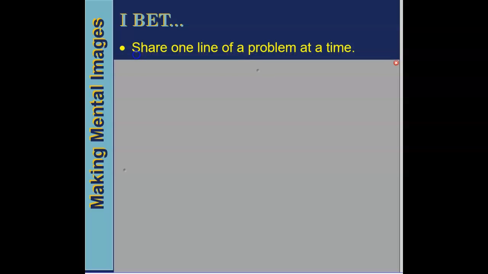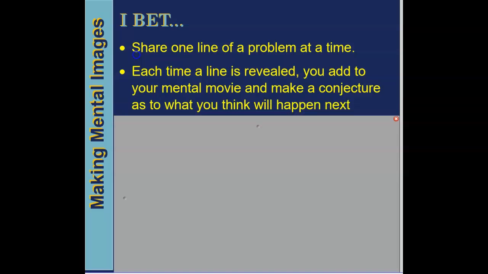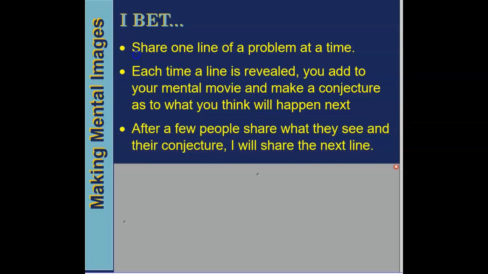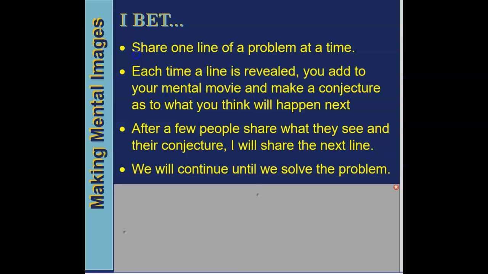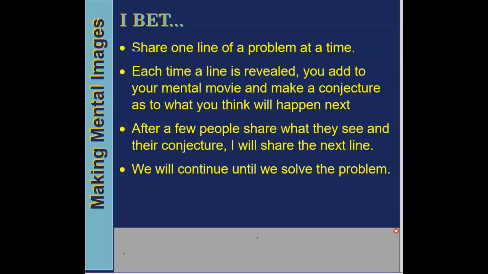So remember, I'm going to share one line at a time. Each time I share a line, you're going to add to your mental movie and make a conjecture as to what you think is going to happen next in the story. And then I'm going to have a few people share their conjecture, and then we'll share the next line, and you're going to add to your problem. And we're going to continue to do that until we finally get to the question and solve our problem.